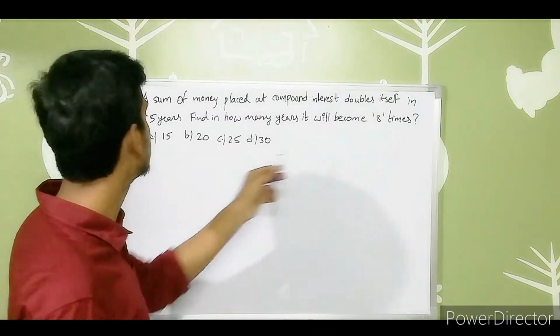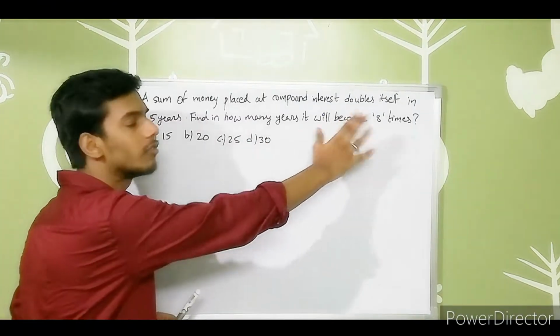So what they have given in the question is: a sum of money placed at compound interest doubles itself in 5 years. Find in how many years it will become 8 times.